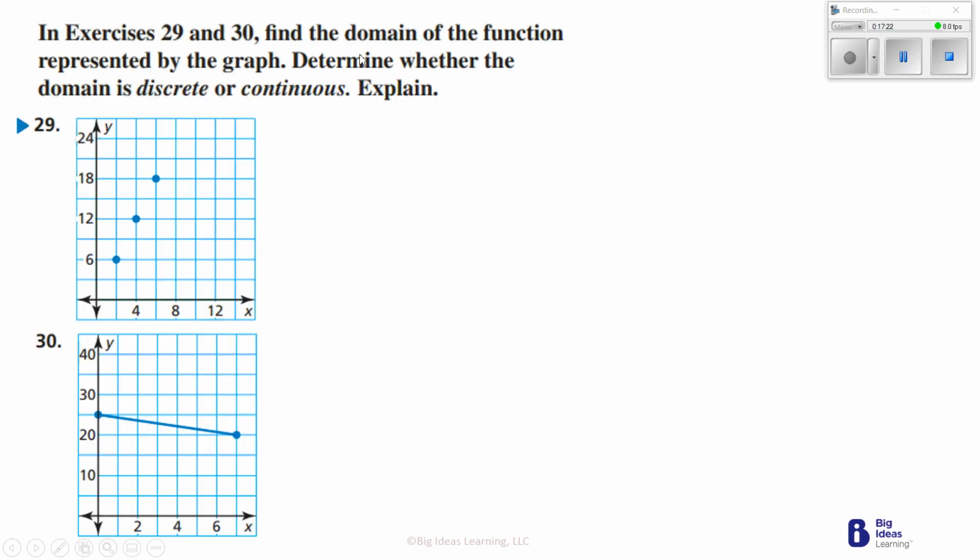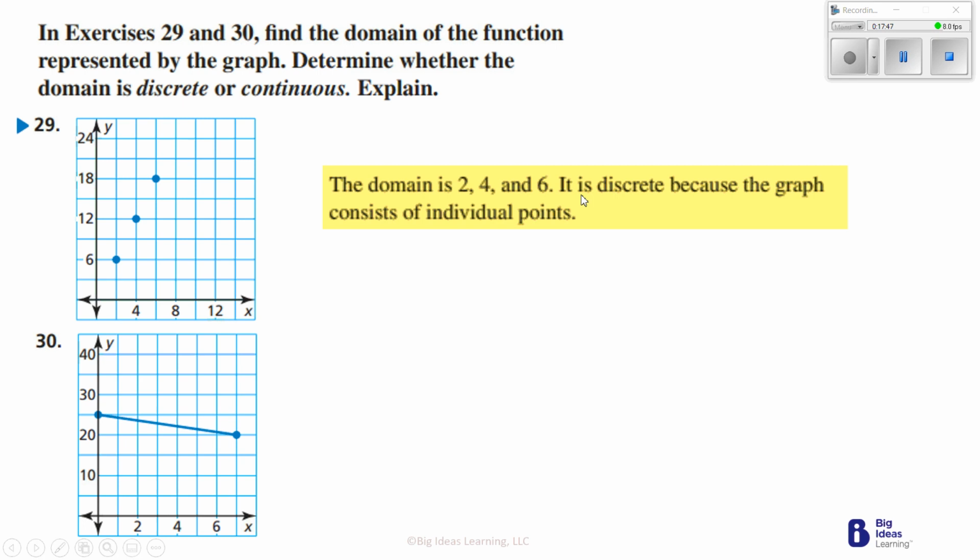Number 29 is for me to do. Find the domain of the function represented by the graph. Determine whether the domain is discrete or continuous. Okay, so because this has dots, it's discrete, right? Remember, it just has coordinates here. It doesn't have a line saying that everything is encompassed. So number 29 is going to be discrete. The domain is 2, 4, and 6. It is discrete because the graph consists of individual points. Number 30 is for you to do.